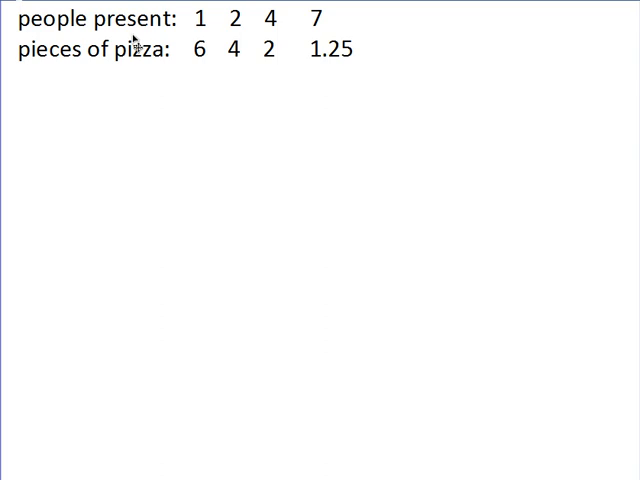Here is a set of data about how much food you get and how many people are in the party. It seemed like when one person was around, that person was getting 6 slices of pizza on the average. When 2 people are around, they're each getting 4 slices. When 4 people are around, they each get 2 slices of pizza. When 7 people are around, you get 1 1/4. Clearly, there's something happening here.